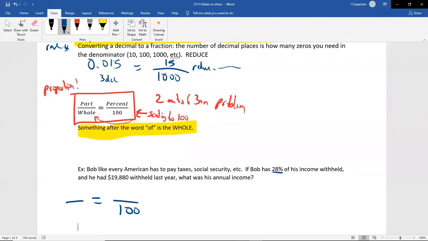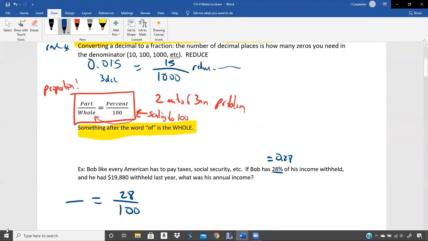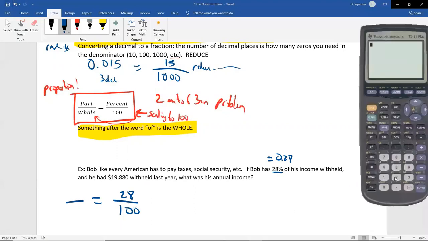Now, some people will go, oh, okay, well, 28%, this is 0.28, so then they'll put 0.28 over 100, which is wrong. Because 28% as a fraction is 28 over 100. If you don't trust me, just put that in a calculator, and 28 over 100 is going to be 0.28. Remember, you've got calculators in real life, and this class is for real life. So be careful with that.